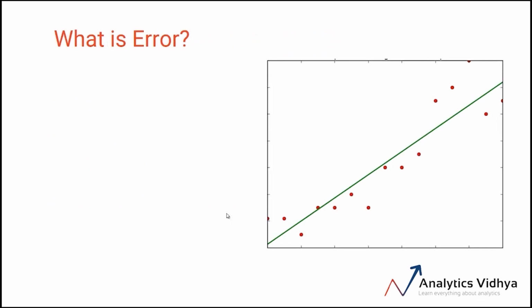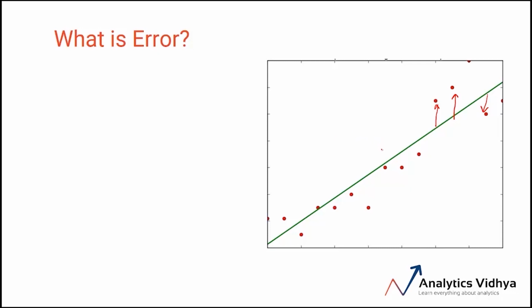Take a look at this plot. The green line here is the regression line, and these red dots are the actual values. Now, this point here is some distance away from the regression line, so is this point, and so is this. So, this is the error for our model. Error basically determines how far our predicted values are from the actual observed values.